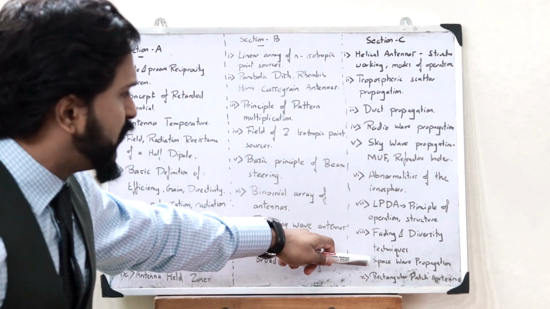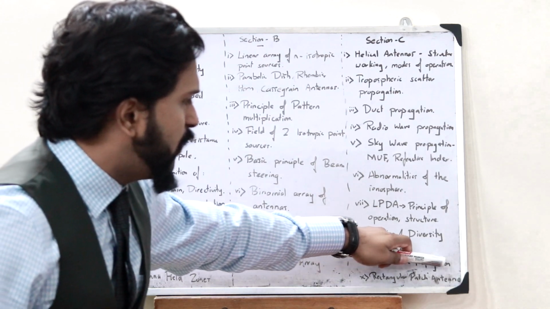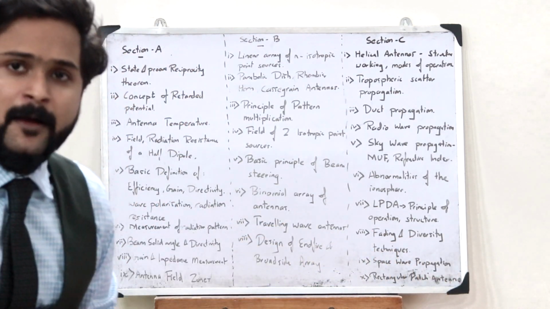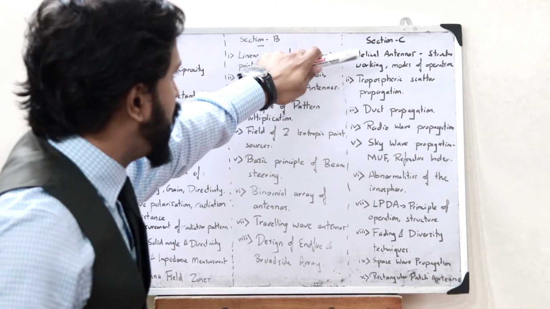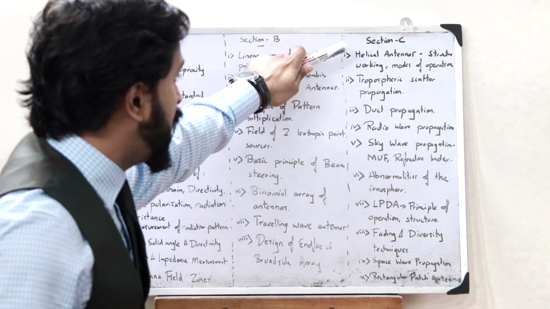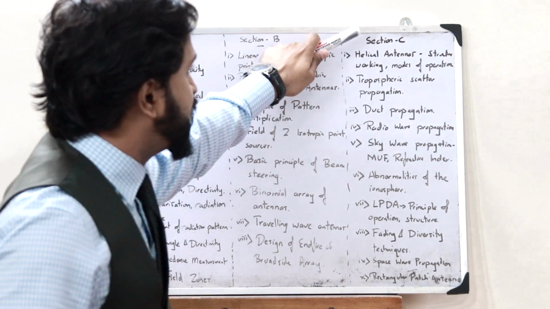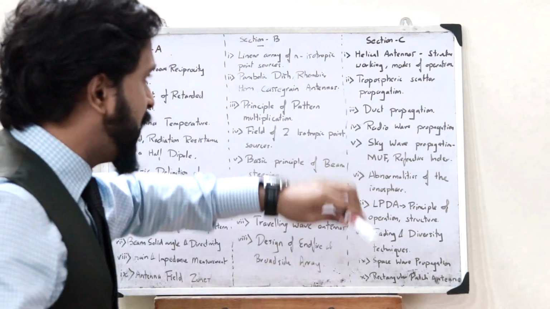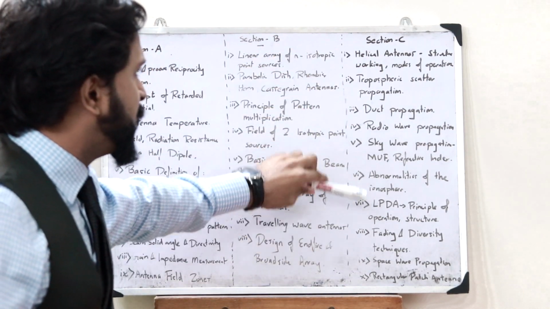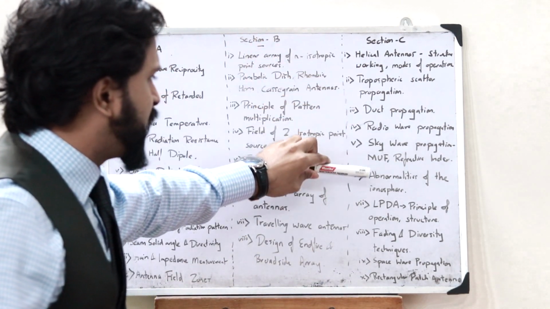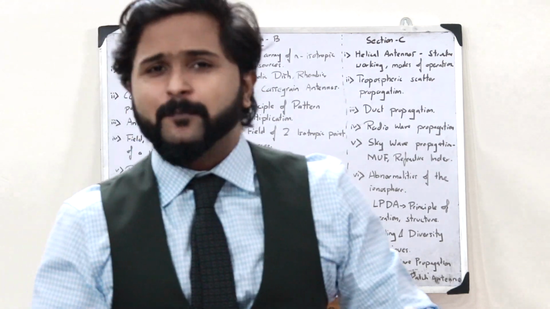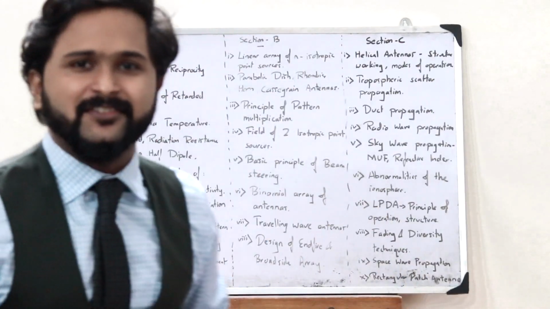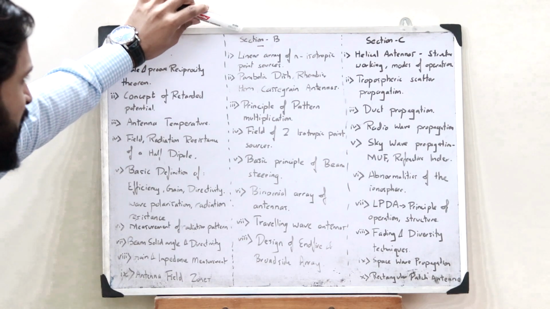And lastly, you have to have a brief idea of what you refer to as a rectangular patch antenna. So if you go through all these topics, these are the most important topics from section C. You must never skip these topics from section C. If you go through these topics, you will be able to score pretty decent marks from section C. Now let us go into section B.